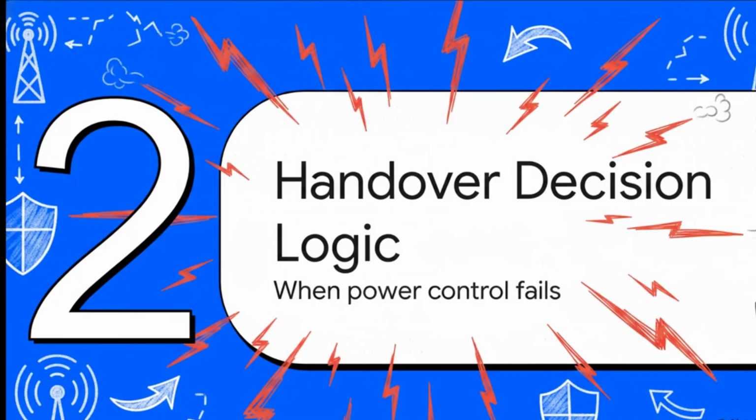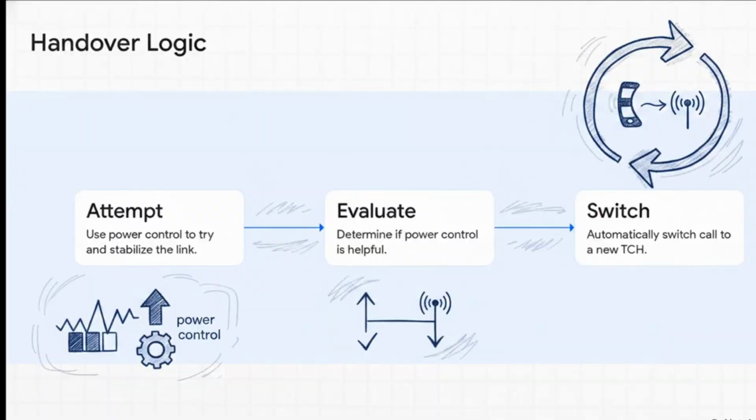Section 2. Handover decision logic. When power control fails. So, what happens when tweaking the power just isn't cutting it anymore? Well, a handover, which is automatically switching a call to a new traffic channel during speech, is strictly your backup plan. It eats up massive network processing resources. So the logic goes exactly like this.